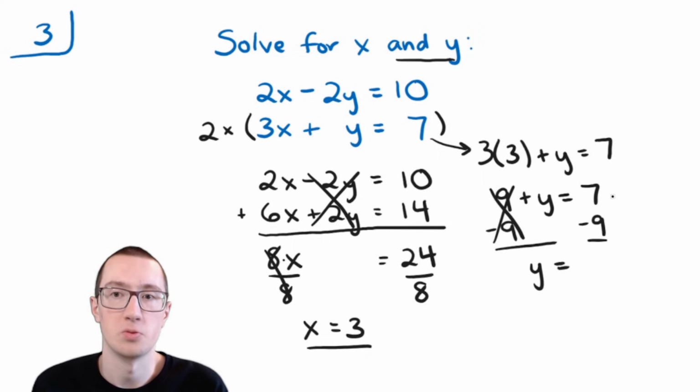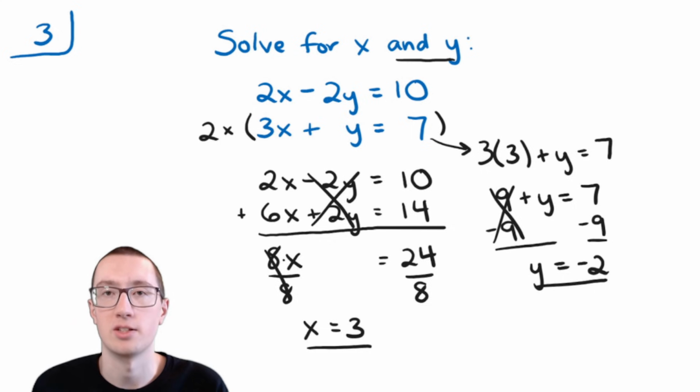Well, think of this as dollars. We had $7 and we spent 9. So we have 2 less than before. So it's going to be minus 2. So there we go. Our final answer is x is equal to 3 and y is equal to minus 2.